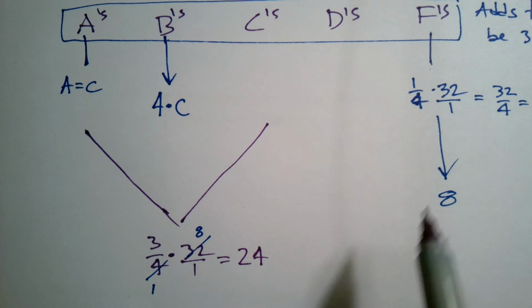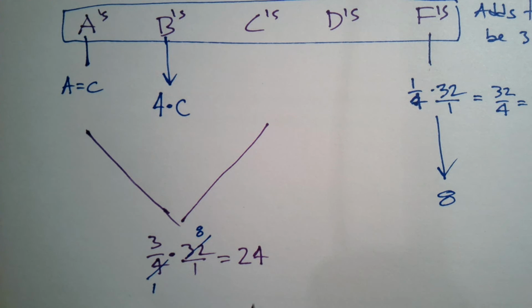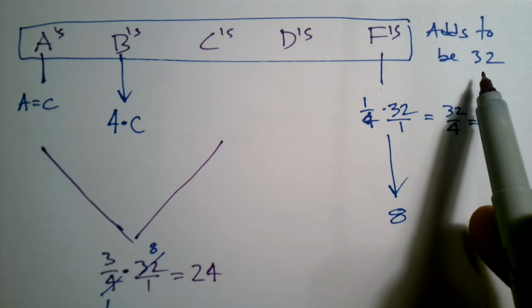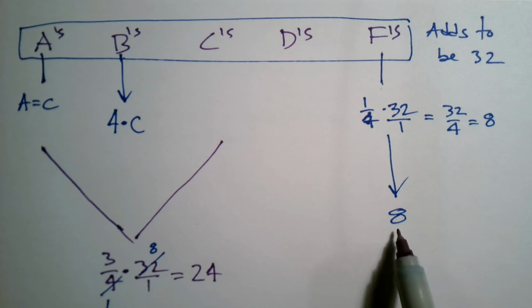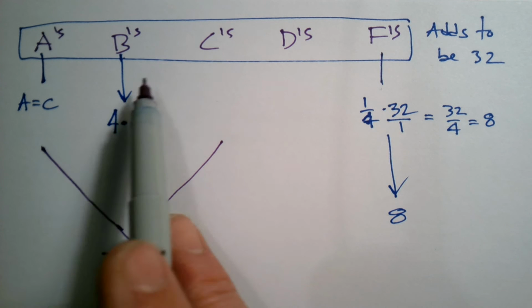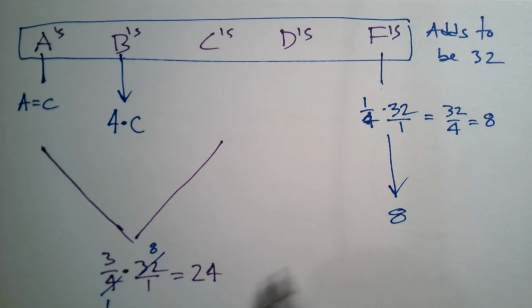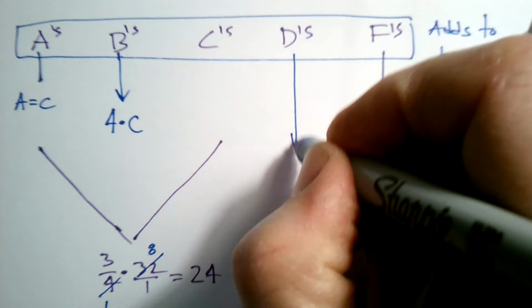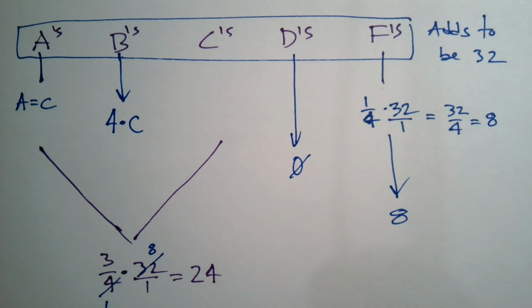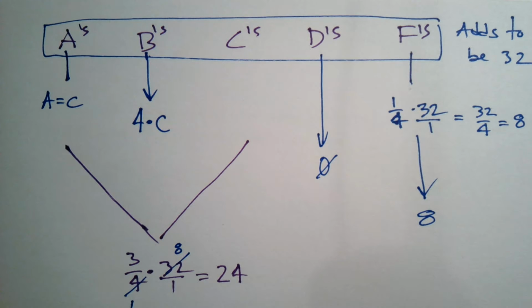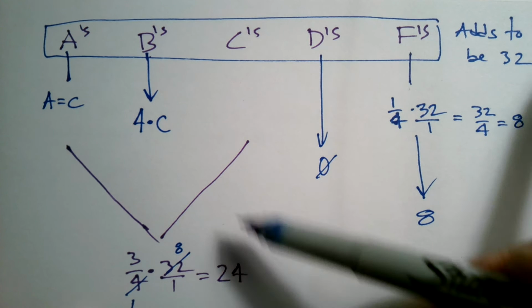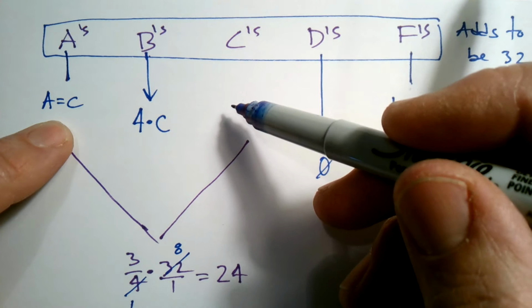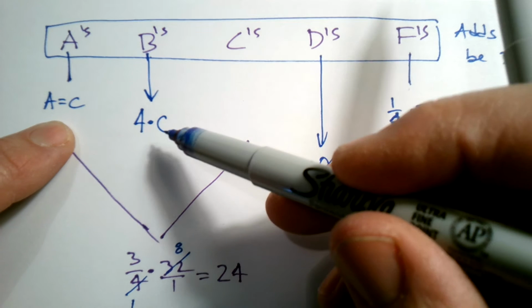Now, here's something interesting. What does that tell me about D? If there's a total of 32 students, 8 of them received F's, and 24 of them received A's, B's, or C's, if you add those up, there's nothing left. That's 32. So right away, I have an answer for D: there are 0 D's. Nobody got a D. Now I just concentrate on A's, B's, and C's. I know they have to add up to 24, I know that A equals C, and I know that whatever C is, multiplied times 4, gives me B.